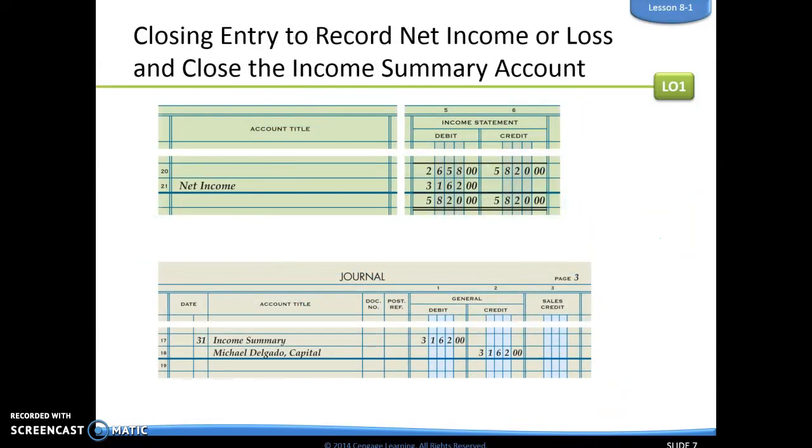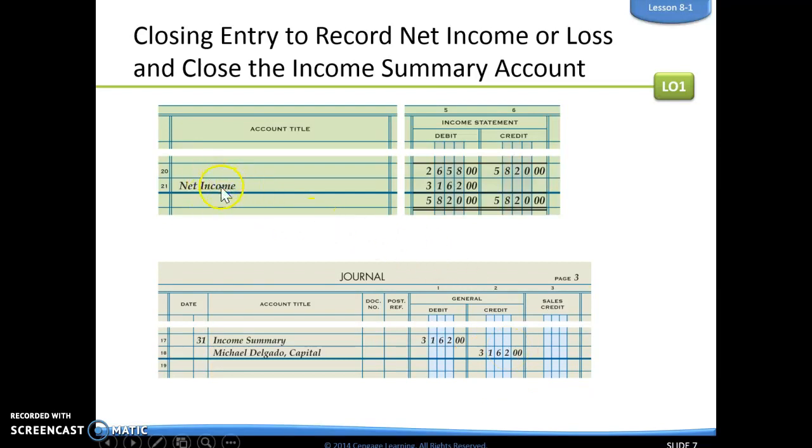My third closing entry is going to do two things at once. I'm going to be recording my net income or my net loss, depending on what I have. And then at the same time, that is going to end up closing my income summary account. So I'm looking here at my net income. This time I have a net income and I need to record that net income. This is the way that I look at it. If I have a net income, that is going to increase my owner's capital account. And to increase my owner's capital account, I would need to credit that account because it's on the right side of the equation. It increases on the right.